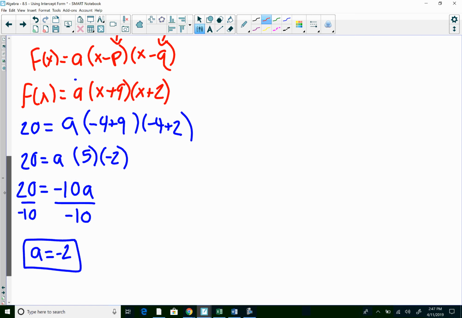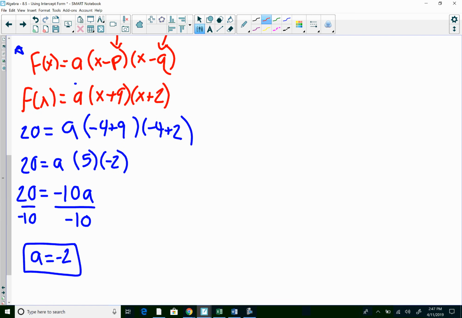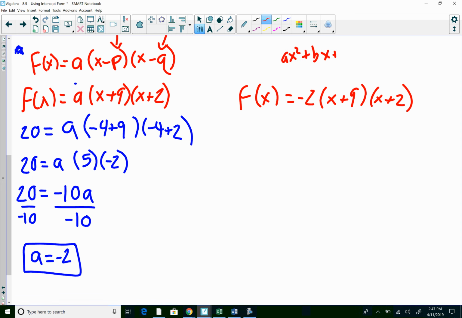All right, so now let's go back to this original form where we've got f of x. Now we've got our a, which is negative 2. We've got x plus 9. We've got x plus 2. Now it's just a matter of multiplying all of this together, because remember, we want it to be in standard form, that ax squared plus bx plus c. So maybe we start by just multiplying these two binomials together.